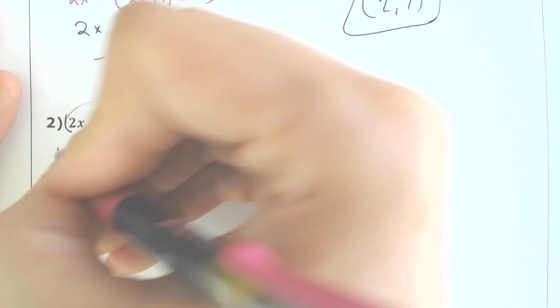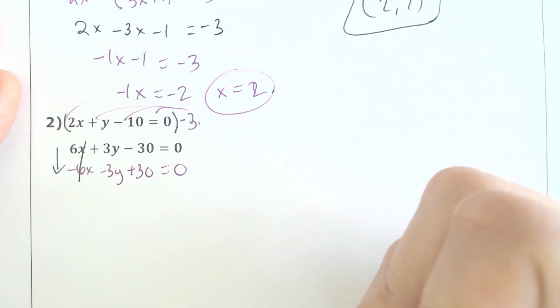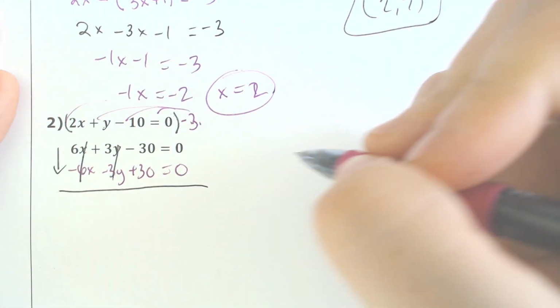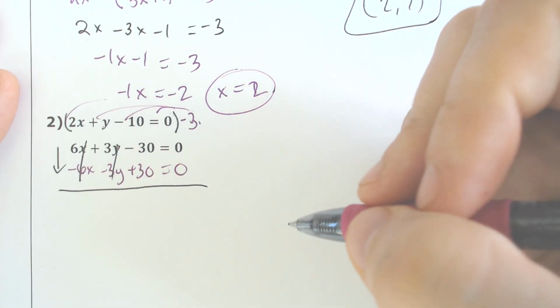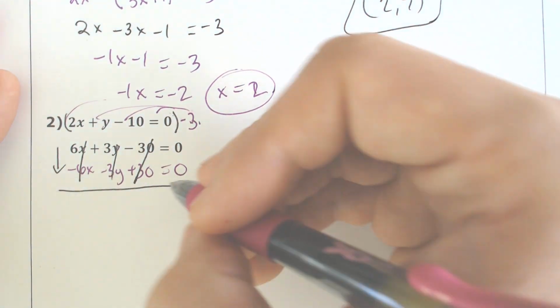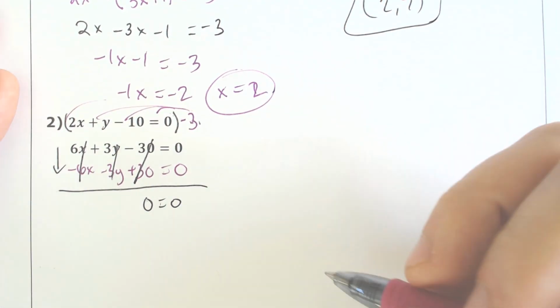Now I'm adding these two. 6x and -6x cancels. Okay, that's what we expected. 3y and -3y cancels. Also what we expect. 30 and -30, they cancel. You get 0 equals 0.